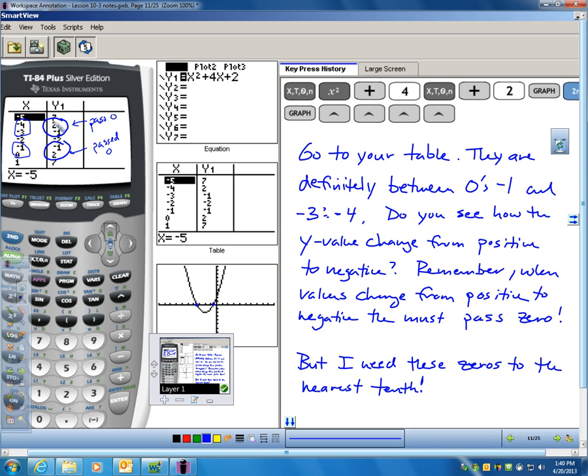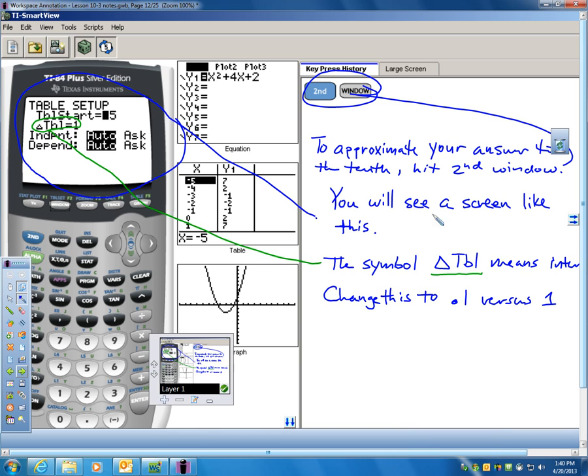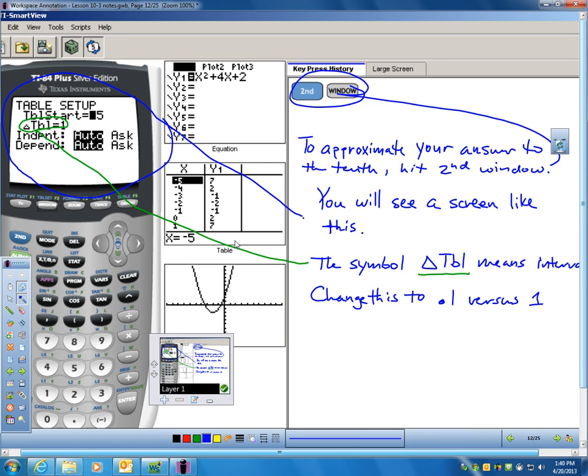But I need to round these to the tenth, and this table isn't helping me. It's just verifying that I have one response between negative 3 and negative 4, and I have another one between 0 and negative 1. How can I get these to the tenth? Well, I have to change my table. I know we've talked about this in class earlier in the year, but we need to talk about it again. To change your table setup, you go to second window.